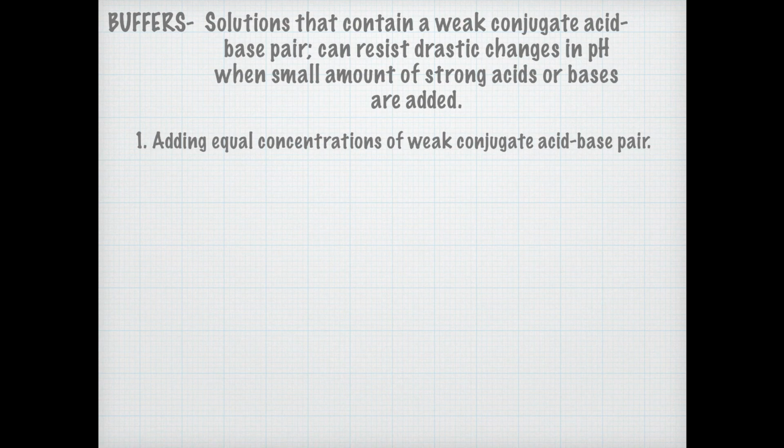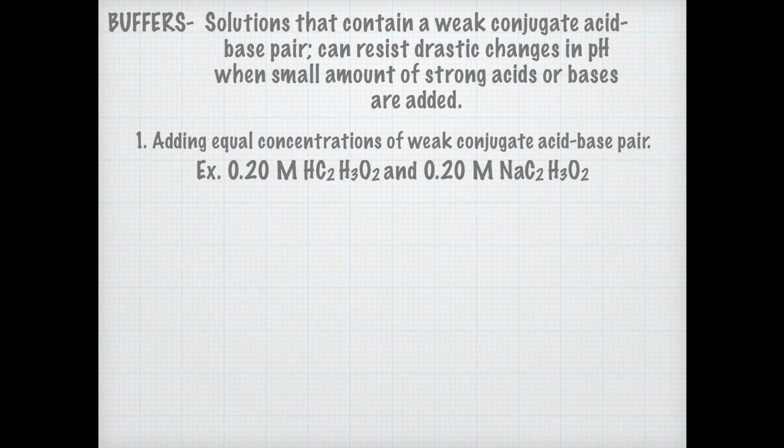So the first obvious way to do it is to take a weak acid and its weak conjugate base and simply add equal amounts. So for example, if I took 0.2 molar of acetic acid and I added exactly 0.2 molar of sodium acetate, remember we don't care about the sodium in this salt. All we care about is the C2H3O2-, which is going to act as the weak base. It's the weak conjugate base of acetic acid. So I add equal amounts of them, and look at that, I've got a perfect buffer.